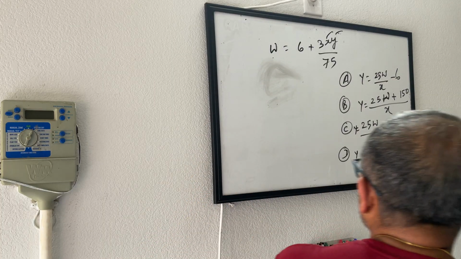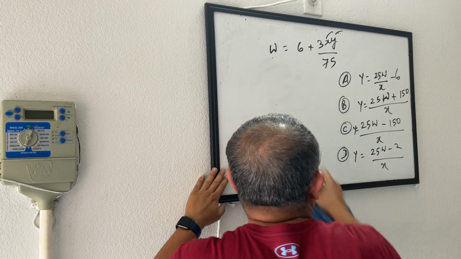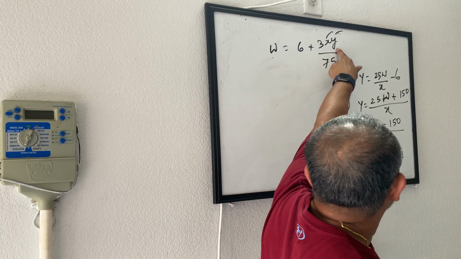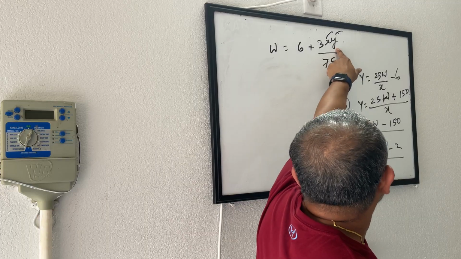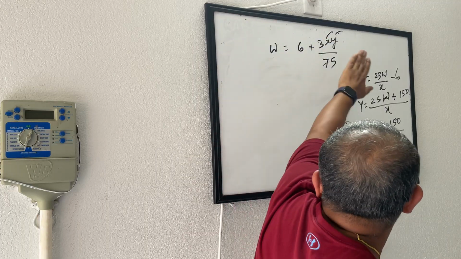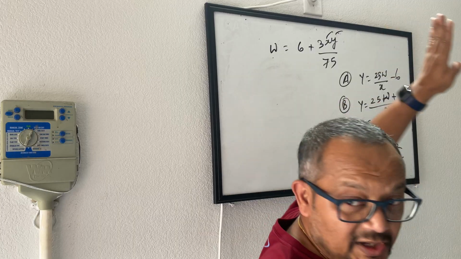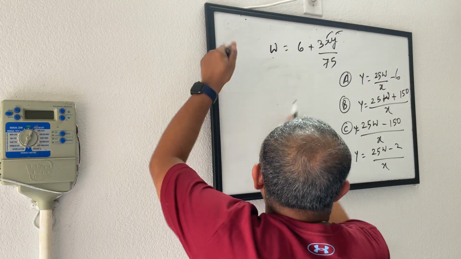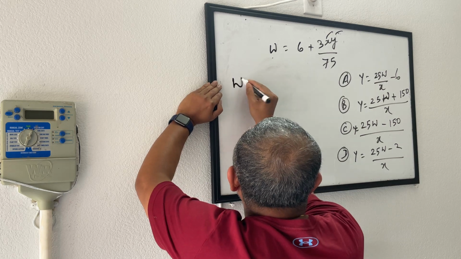You call it hide and seek, you call it something else, doesn't matter. We have W equal to something and we have to find out Y. If I have to find out Y, meaning everything else has to move to this side. Everything. And we have to move it step by step. First thing I'll do is move this number 6. Because that's very easy, right?